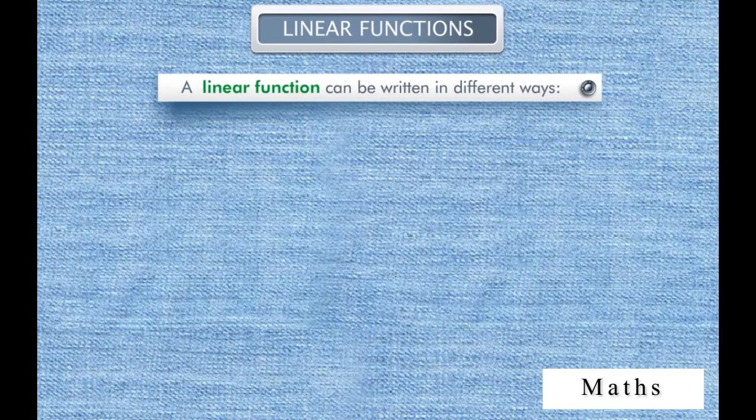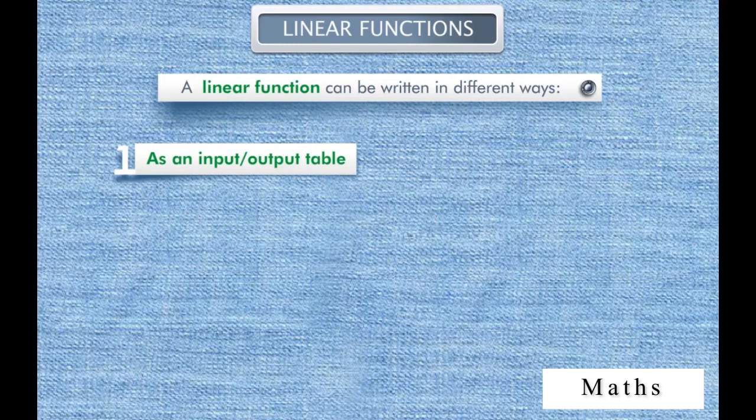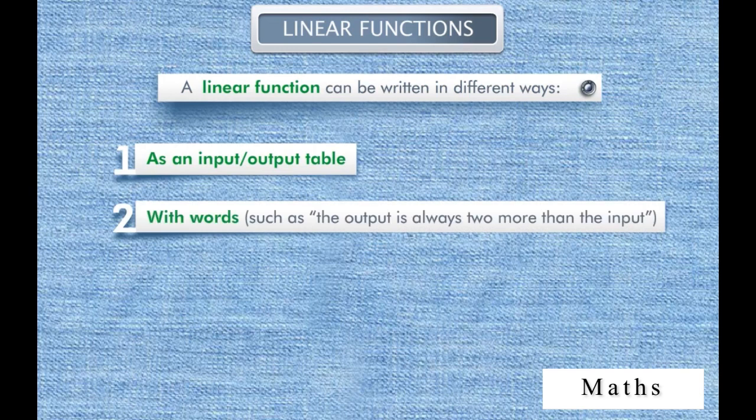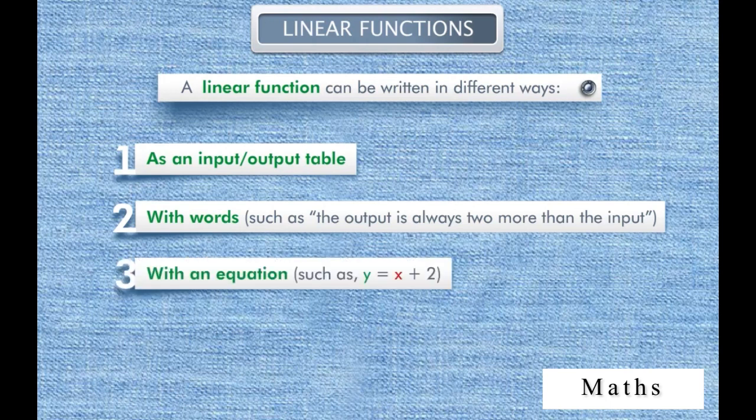A linear function can be written in different ways. 1. As an input-output table. 2. With words, such as, the output is always 2 more than the input. 3. With an equation, such as y equals x plus 2. 4. As a graph.